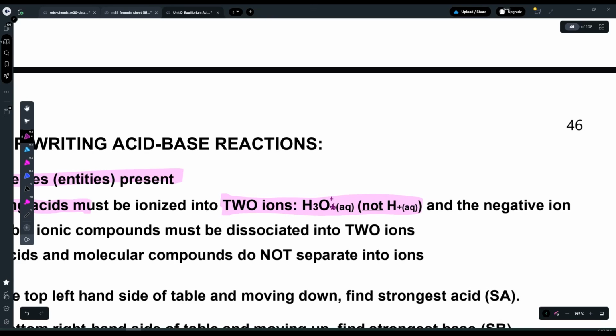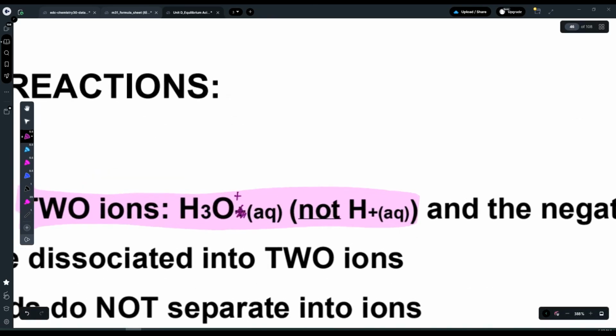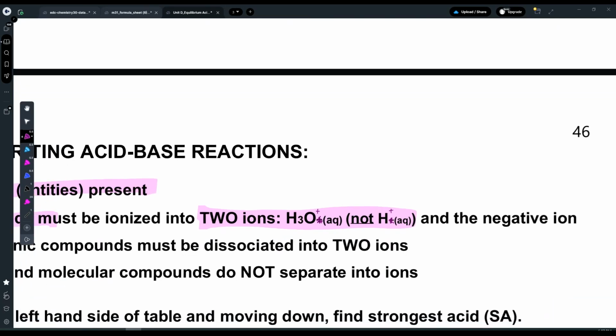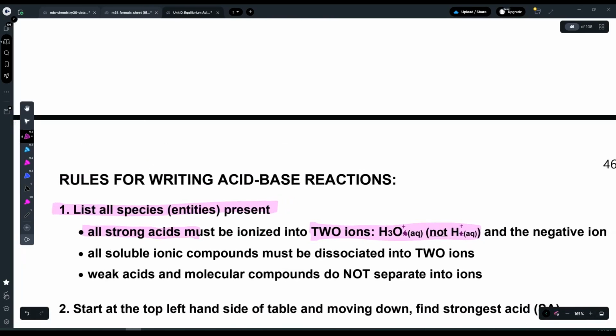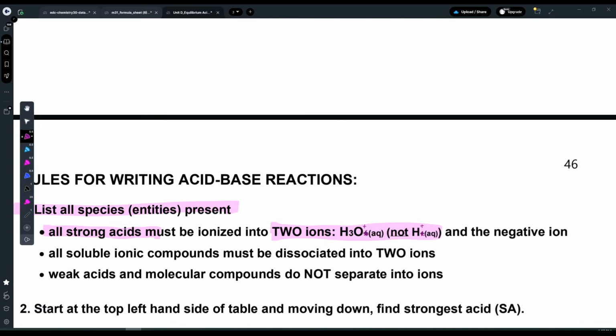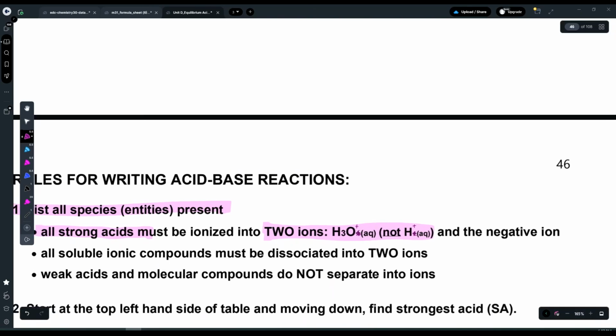It's very important that you write hydronium and not H plus ion, because we are going to be using the modified Arrhenius acid reaction, where you have your acid reacting with water in order to create these two ions. So you need to be writing your hydronium ion as one of your two ions, and then your remaining ion will be the anion, the negative ion.